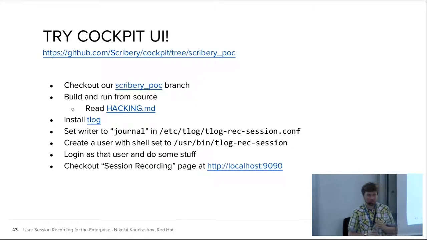Okay, and this is the most difficult part. If somebody is really, really determined, they can get our proof of concept branch and read the upstream instructions on building and running Cockpit from source. They can then install T-Log, configure it to write to the journal, create a user to be recorded, log in with that user, and the stuff should magically appear in the Cockpit UI in the session as you just saw there. But that magic might require some work.